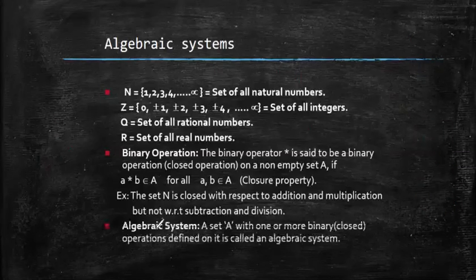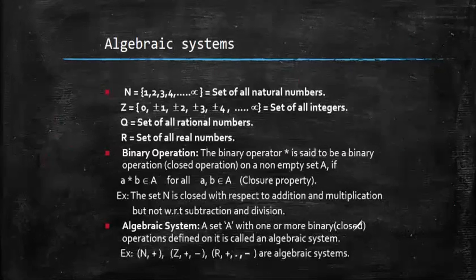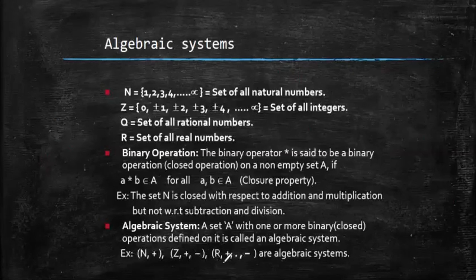Now what do we mean by an algebraic system? A set A with one or more binary closed operations defined on it is called an algebraic system. For example, it should satisfy the closure property: natural numbers with the operation plus, integers with plus and minus, real numbers with plus, minus, and multiplication. They are all algebraic systems.